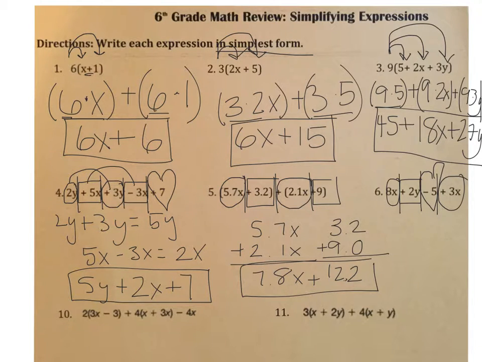Okay, so the only thing I can combine here is the 8x plus 3x, because that's the only term that appears more than once in this expression. So I'm going to do 8x plus 3x, and we are going to get 11x. So I have 11x plus my 2y minus my 5.